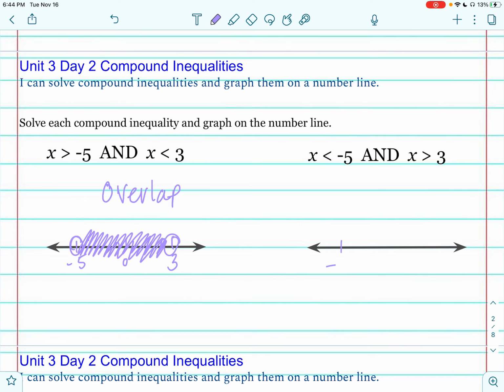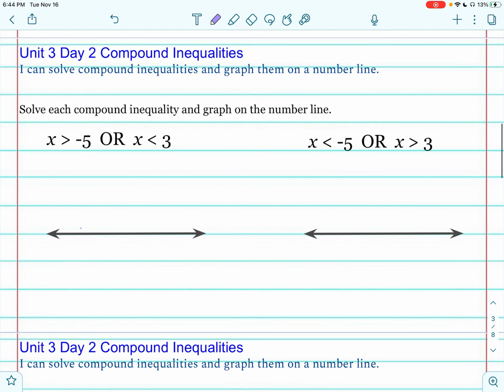Okay, but what about the other way? So I want greater than 3, so I'd shade this way. Less than -5, I'd shade this way. Is there an overlap on this one? There isn't. So this one is no solution. We've talked about that, right? And we've talked about the idea of it being false back in one of our units. So is there a number that is both less than -5 and greater than +3? False. There isn't. So there's no solution for this one. There's no overlap when I shade, so I can't count it.